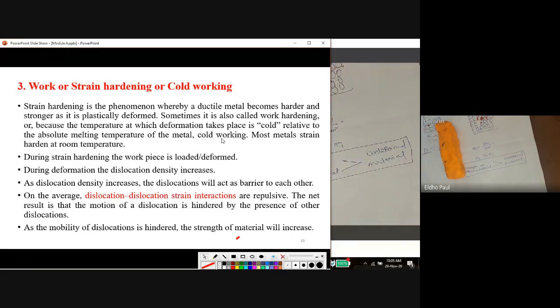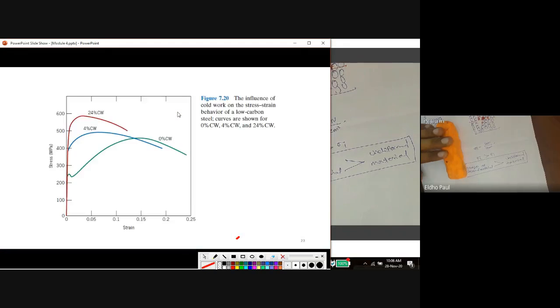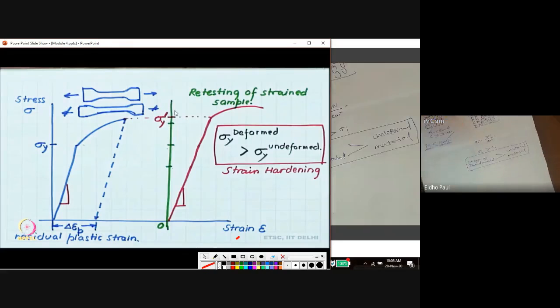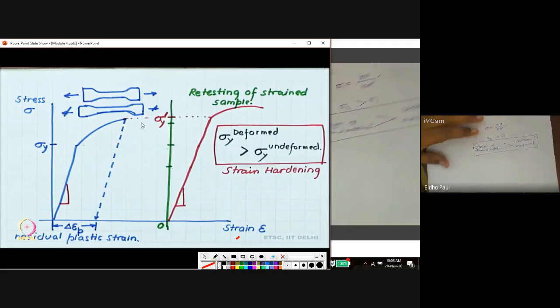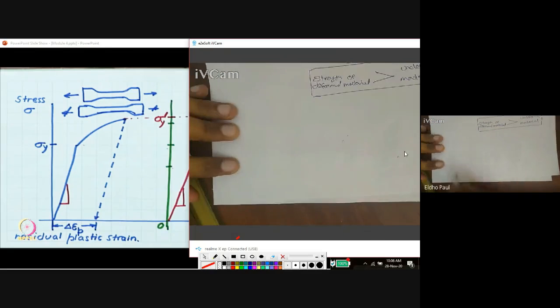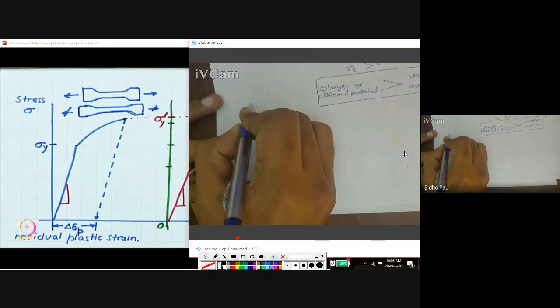The temperature where we apply the deformation is normal temperature, or cold compared to the melting point of the metal. Always we apply below the melting point or below recrystallization temperature. Thereby we can improve the strength. That is called strain hardening. We can see an example here. I have already explained this example in the last lectures. So here I am taking a material.